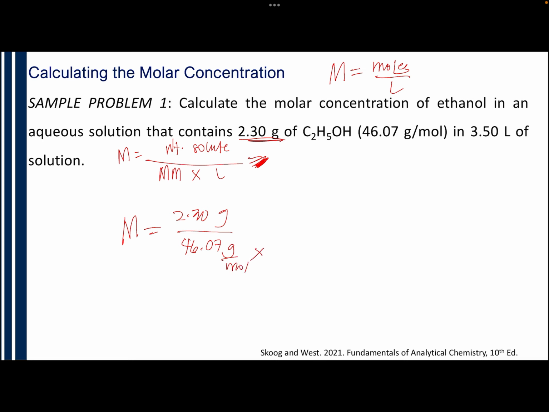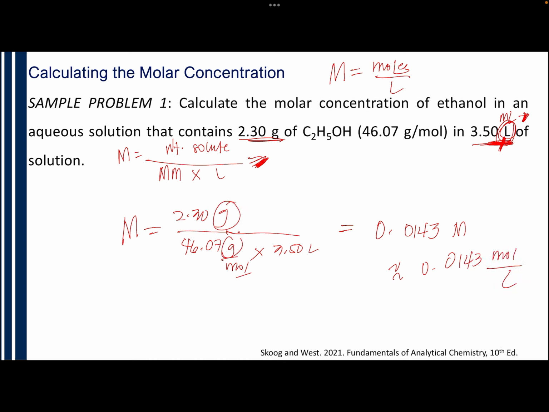times the liters of solution, 3.50 liters. So for liters, the volume of solution, since it is already in liters, we can directly copy this one and input it in our formula. But if it is in mL, we have to convert it to liters before we put it in our formula. Sorry. So the molar concentration for this one is how much? Using your calculator, 0.0143 molar, or 0.0143 mole per liter. The units cancel out, so we have mole per liter.